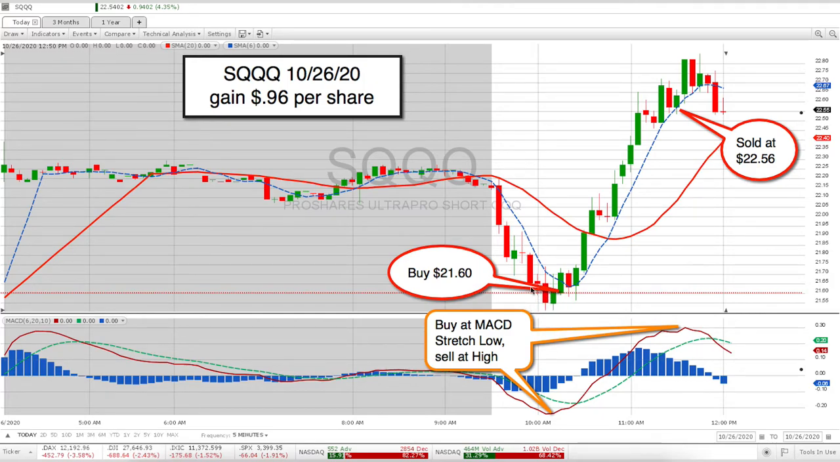And so it went down here, and then at this stretch, which we bought at the MACD stretch low, that's what I call the stretch low here, and we bought at 21.60, which just happened to be the previous close on Friday. So we bought, that way we can set our stop really tight. I think we set it at 21.40 something. So we had $140, well, about 1,000 shares, so we had $140 risk on our 1,000 share position.